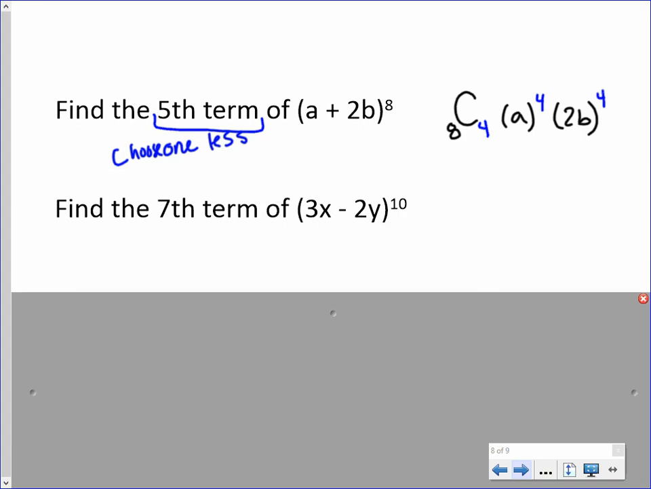Could you find the seventh term then of 3x minus 2y to the 10th? It's not always going to work out where they're both going to be the same. So is there a way to figure out what you can count down from? I choose one less. It's always one less. So look for the exponent of a. Well, this is always going to match this, and then they have to add up to 8.